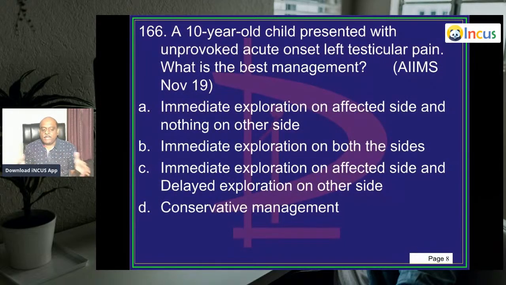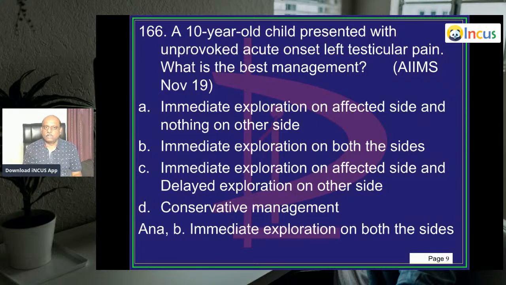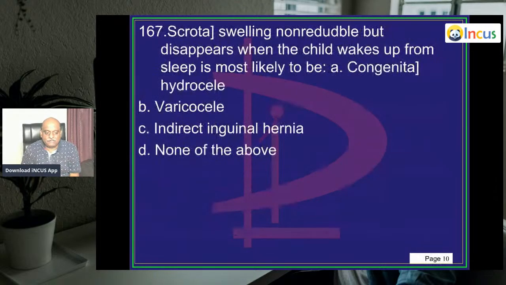A 10-year-old child presented with unprovoked, acute onset of left testicular pain, then it is testicular torsion. Often the torsion is because of an anatomical abnormality of the testis, which is hanging. That is often there on both sides, so immediate exploration on both sides should be done.